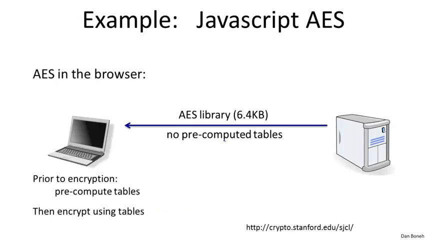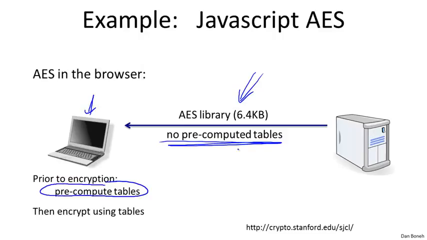Here's an example that's a little unusual. Suppose you wanted to implement AES in JavaScript, so you can send an AES library to the browser and have the browser do AES by itself. In this case, you'd like to both shrink the code size, so that there's minimum network traffic to send the library to the browser, and at the same time have the browser performance be as fast as possible. This is something we did a while ago. The idea is that the code sent to the browser doesn't have any pre-computed table, so it's fairly small, but the minute it lands on the browser, the browser will pre-compute all the tables.